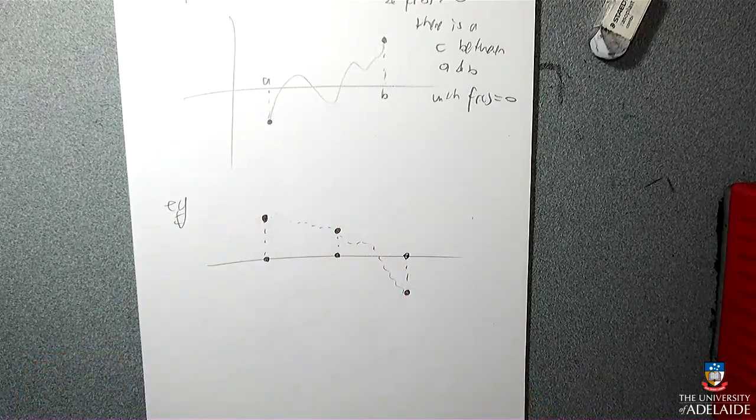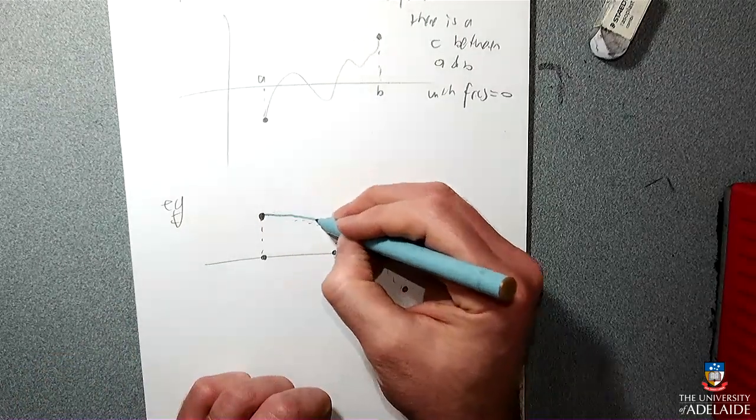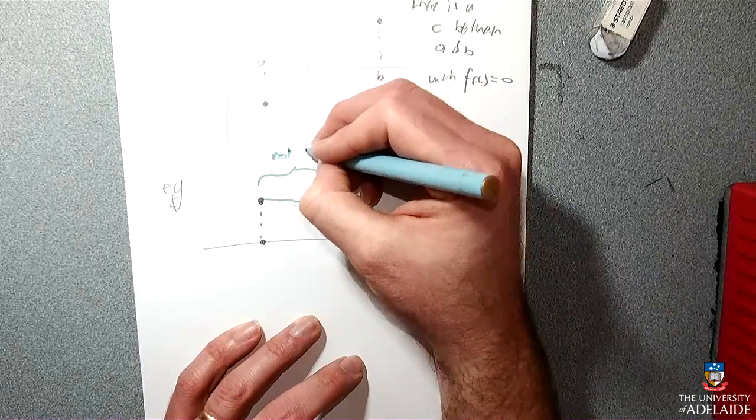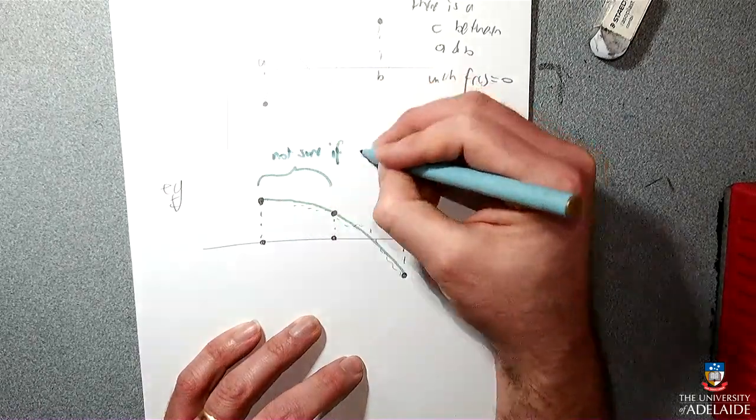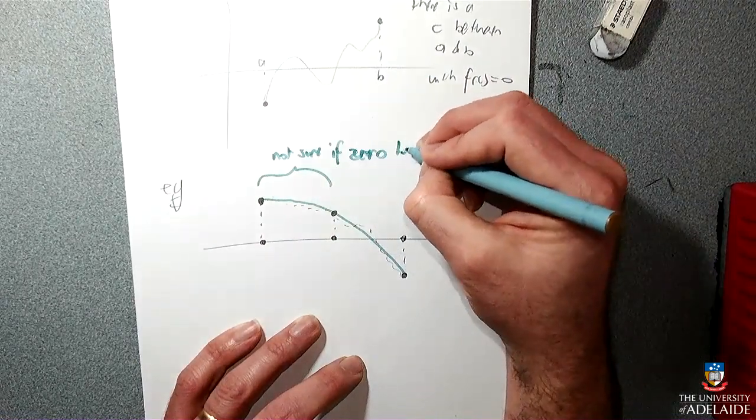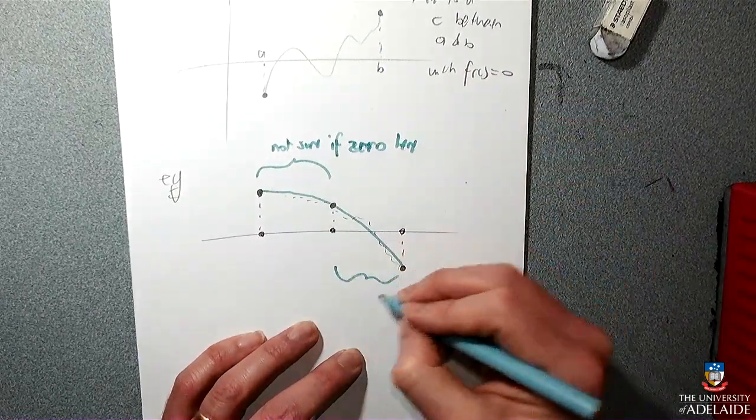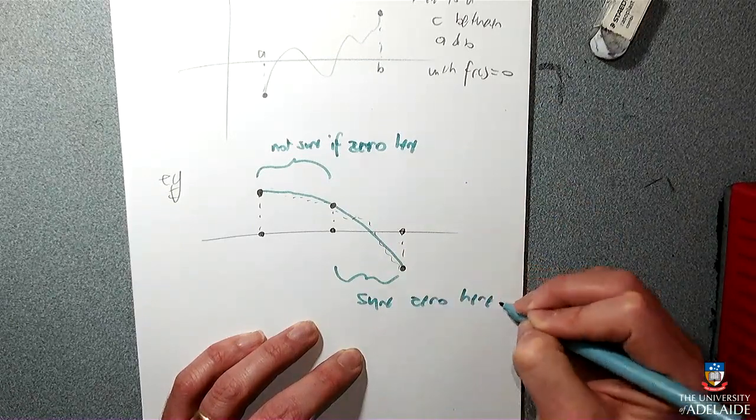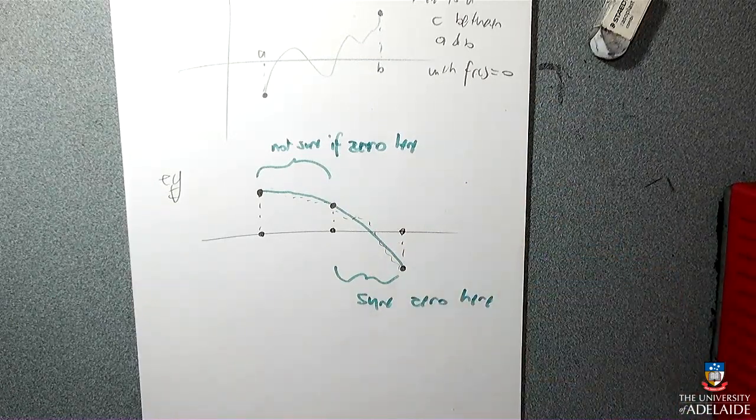I'm not sure if it's 0 here, but I'm sure that it's 0 somewhere in here. And this is the idea behind how the bisection method works. And it's easier just to give an example.